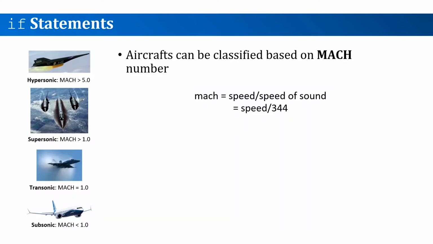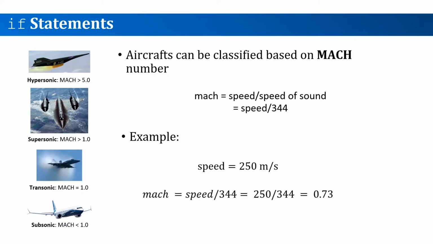An aircraft can be classified based on the Mach number. The Mach number of a plane is the speed of the aircraft divided by the speed of sound. At sea level, with normal conditions, the speed of sound is approximately 344 meters per second. For example, if we have a plane that travels at 250 meters per second, the Mach number of this plane would be 0.73. Based on the classification scheme to the left, 0.73 is less than 1, which makes the plane subsonic.